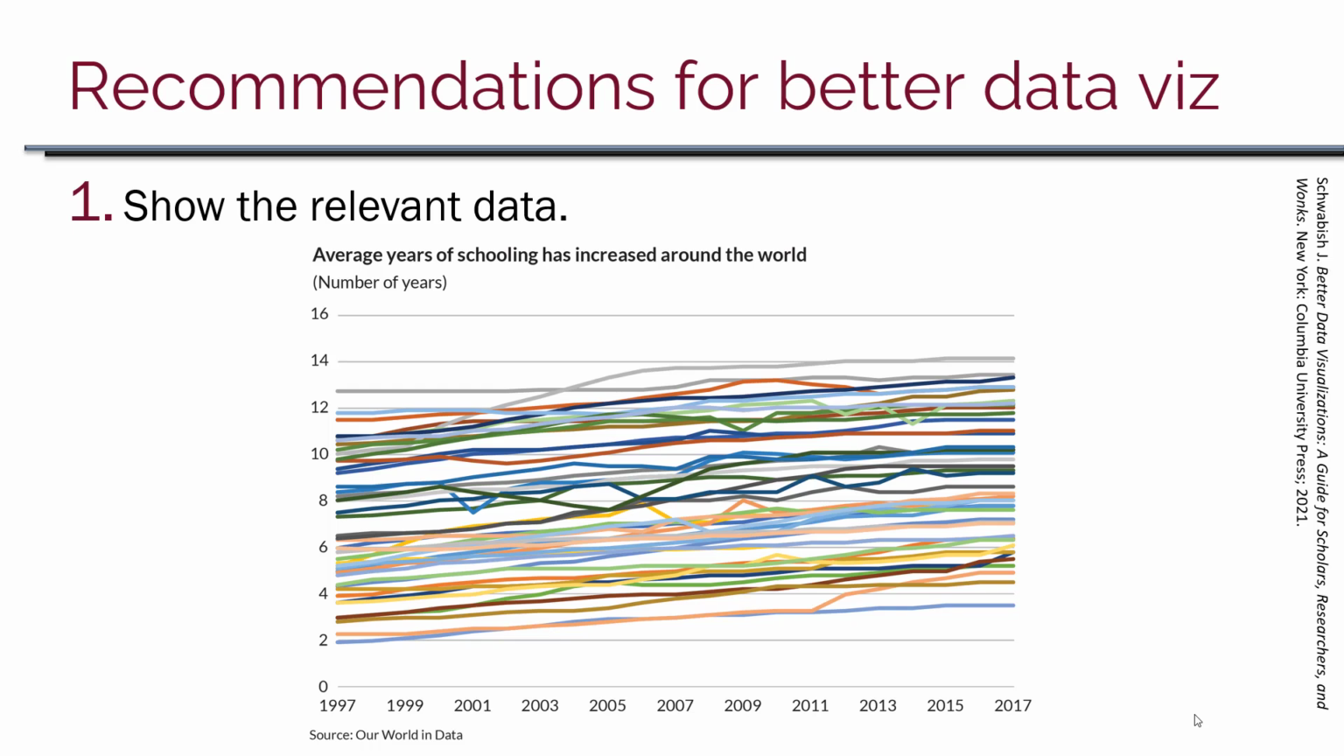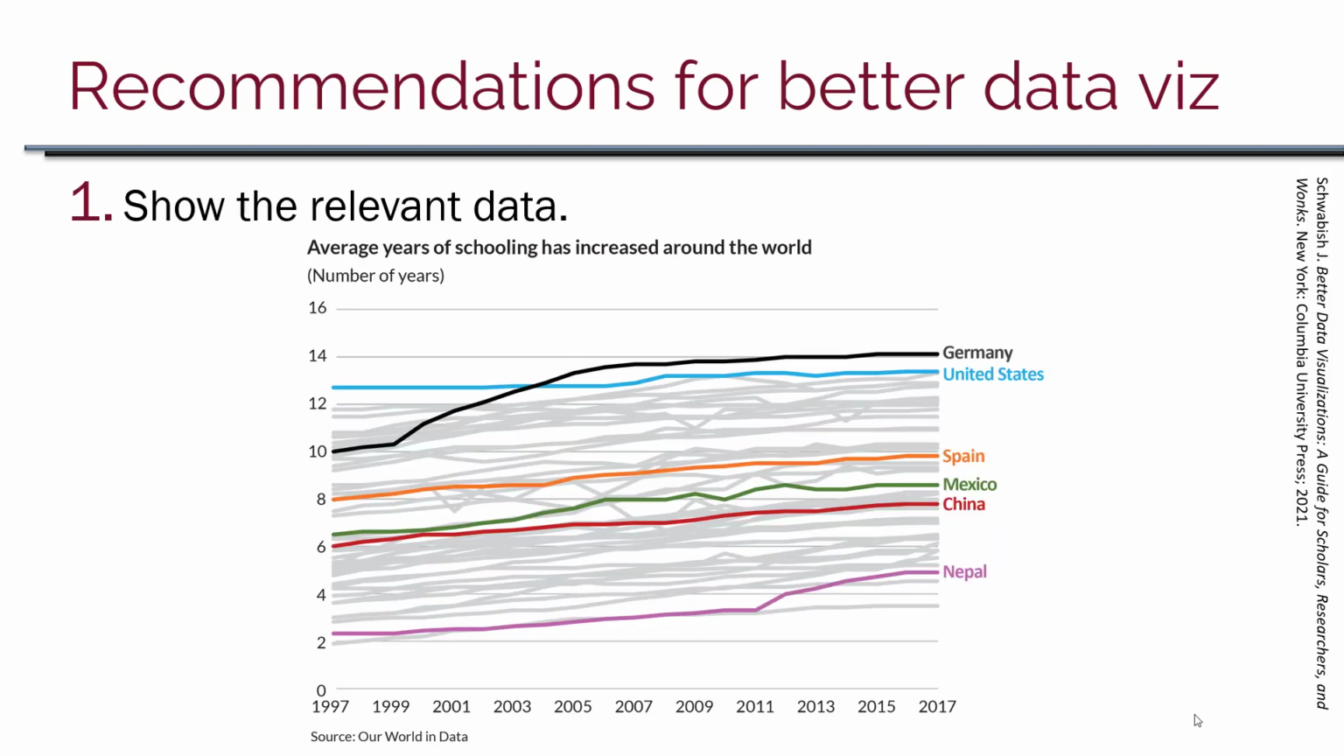So when you look at this chart, we're looking at time on the x-axis, and every line, I don't have a legend here, so let's say each line is a different country. Average years of schooling has increased around the world. Every color is a different country. Do you guys want a legend for this? It depends on the story that you're trying to tell with your data. If I'm going to talk about only these countries, I can dim the rest of it, because that's a distraction, and just focus on Germany, United States, Spain, Mexico, China, Nepal.